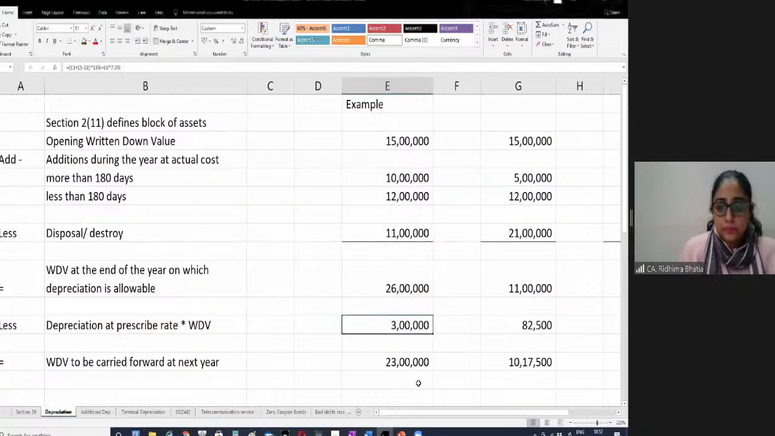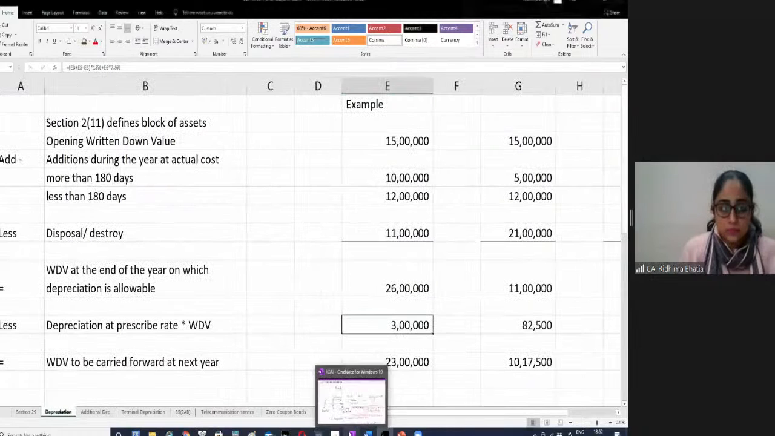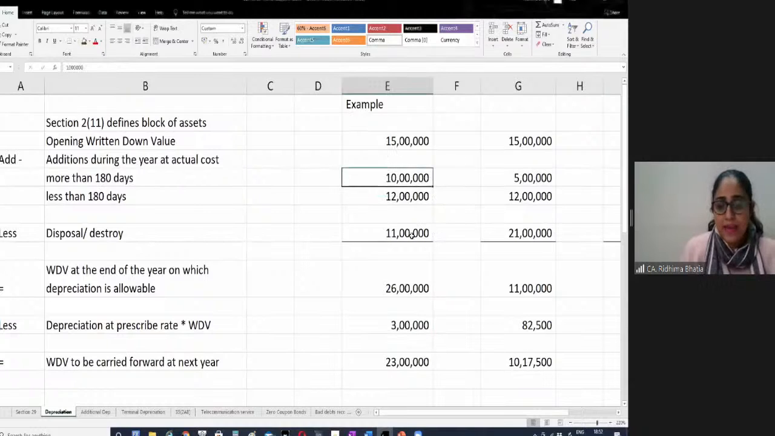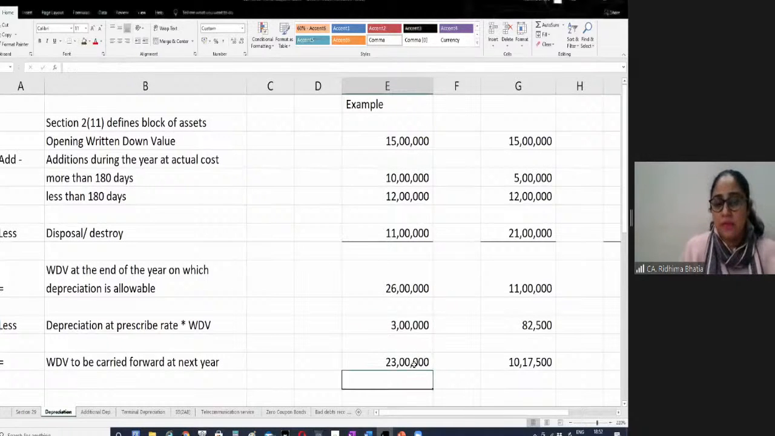Now how will I charge my depreciation? On 15 plus 10 minus 11, I will charge 15%. On 12 lakhs I will charge 7.5%. And then I will get this depreciation as 3 lakhs, and the WDV which will be carried forward next year would be 23 lakhs. 26 minus 3 lakhs, 23.